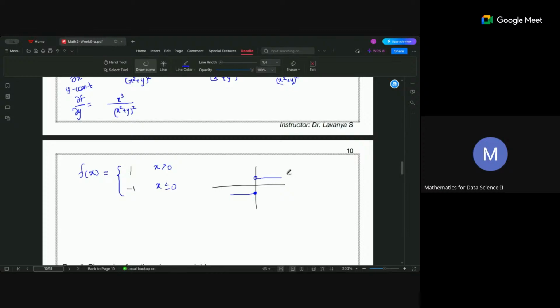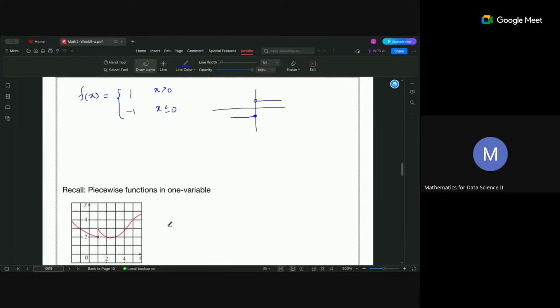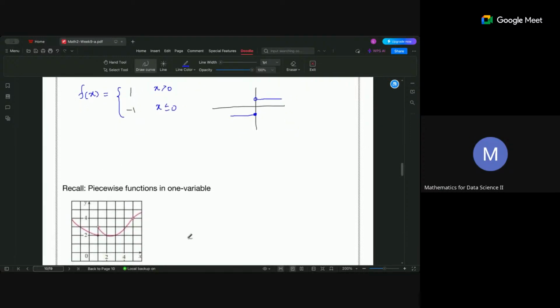Okay, so I guess whatever you are saying is kind of confusing. So let's not confuse the others. Let's stick to what a piecewise function is for now.